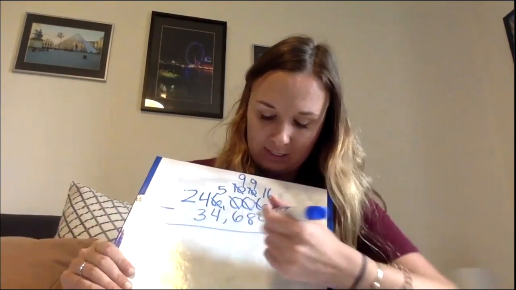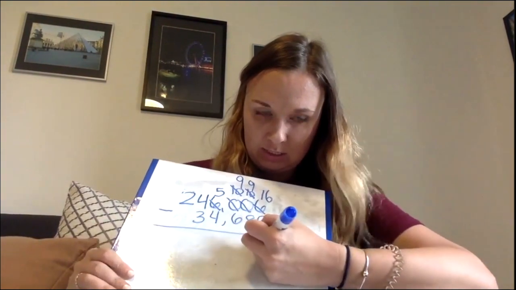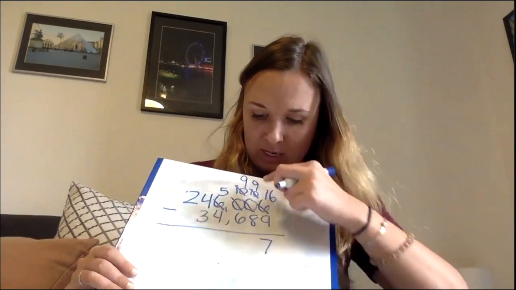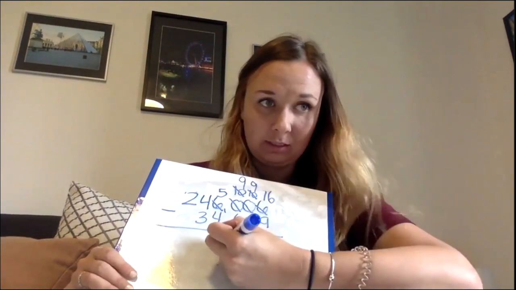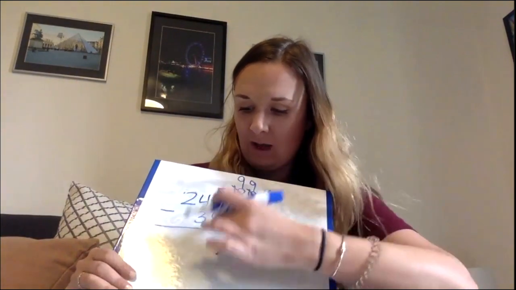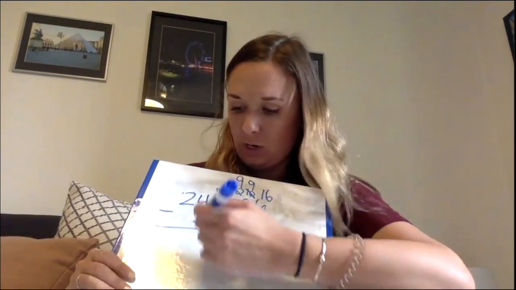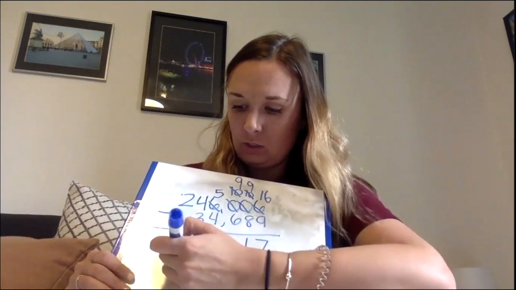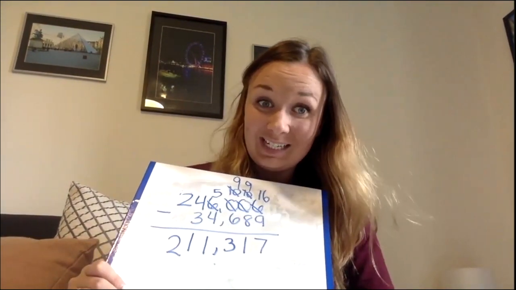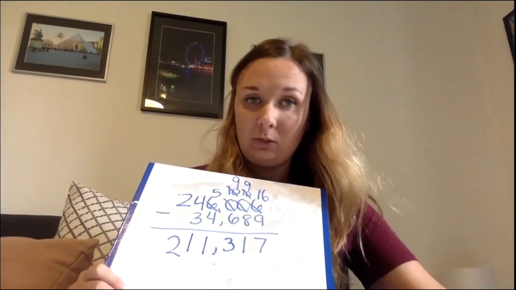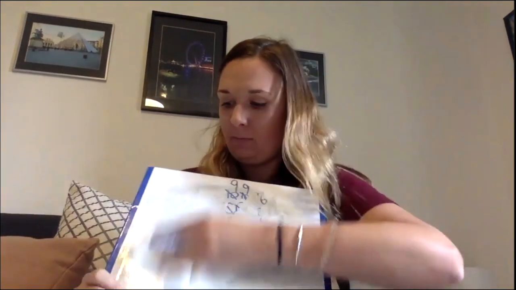16 ones minus 9 ones is 7. 9 minus 8 is 1. 9 minus 6 in the hundreds place is 3. 5 minus 4 in the thousands place is 1. 1, 2. If you had 211,317 for spiral review number 2, give yourself a check. Great job. And the third problem, which was list 3 prime numbers.